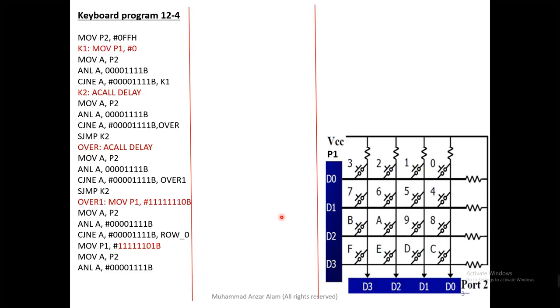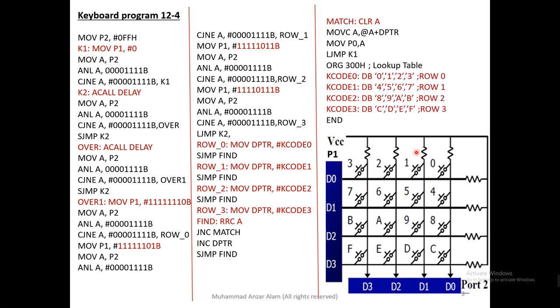Now, what is this keyboard program 12-4? This is a complete program. We have this complete program here, and I have shown the keyboard as well. This is really essential to explain in this video so that you can understand very clearly. So in order to achieve this understanding, I will comment out some blocks of the code.